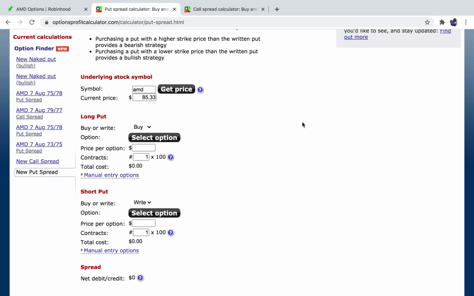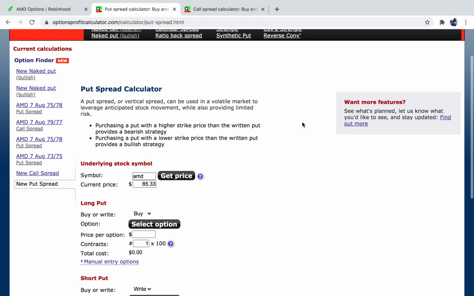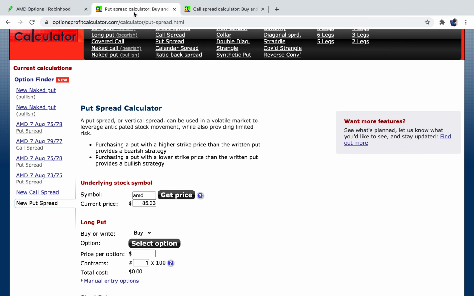Again, a very helpful resource to help you visualize what happens in a trade, what your max risk is, what your max profit is, depending on what date it is and what the price of the stock is. So I'll put a link to the options profit calculator in the description below. Please check it out and always chart your trades before you get into them so that you understand fully what's happening. So this is the put spread calculator.